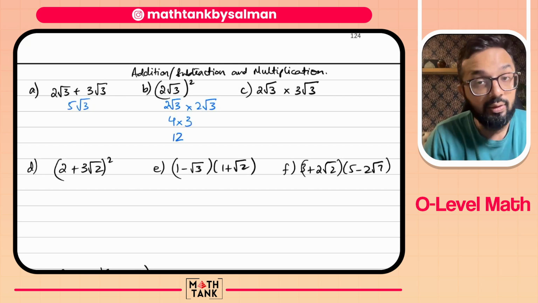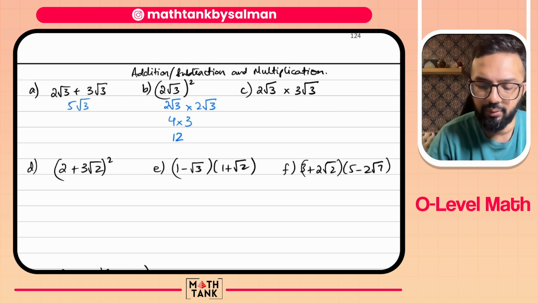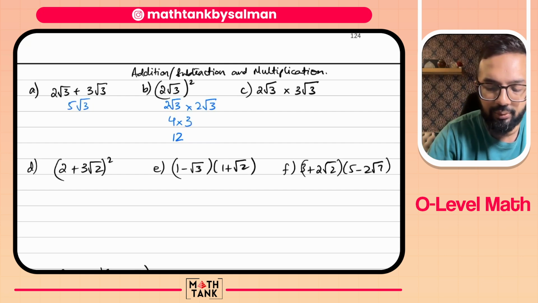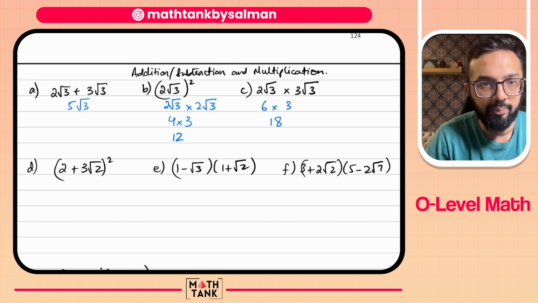Okay. That's similar to what I'm asking you in C. It's 2 root 3 into 3 root 3. So number with the number, 2 into 3, gives me 6, and root 3 into root 3 gives me 3. So that's a total of 18.